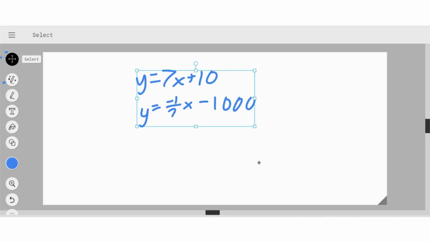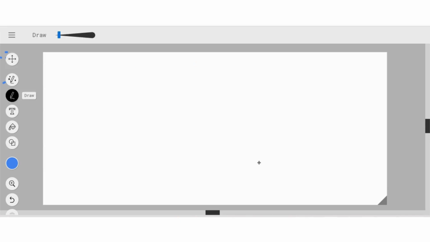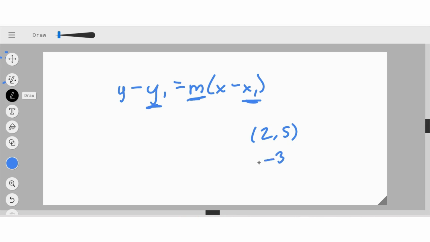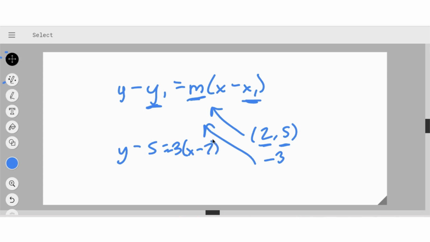And finally, for slope, there's another form that some Algebra 1 classes like to talk about, which is called point slope form. The way that you write point slope form is basically y minus y1 equals m times x minus x1. So this x1 and y1 is a point, and m is a slope that we've gone over already. So if we had 2, 5 as our point and negative 3 as our slope, we can plug these into point slope form to get y minus 5 equals negative 3 times x minus 2. And that is our line in point slope form.